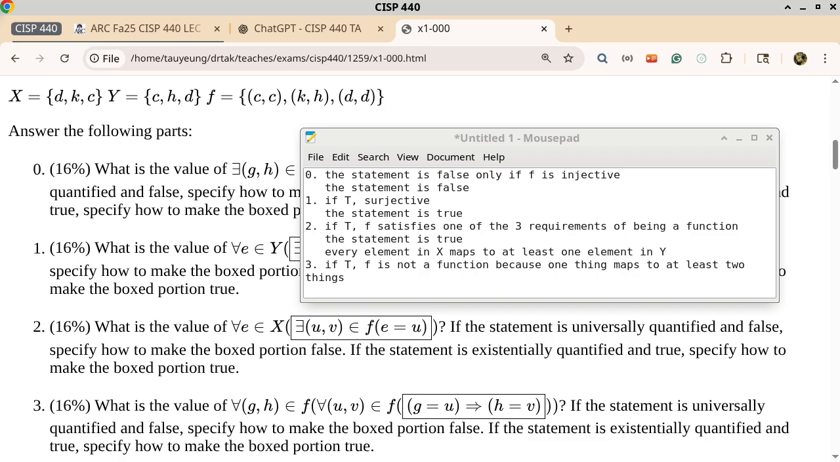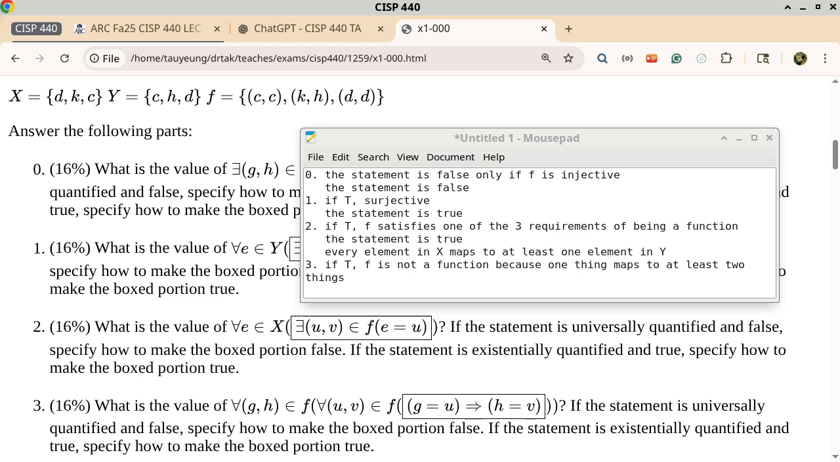Okay, so let's take a look at number three. This time it's a little bit more complex because you have to do the pairing. Basically, you have to look at CC versus CC. So CC versus CC means that this implication is true. CC versus KH means this implication is also true.